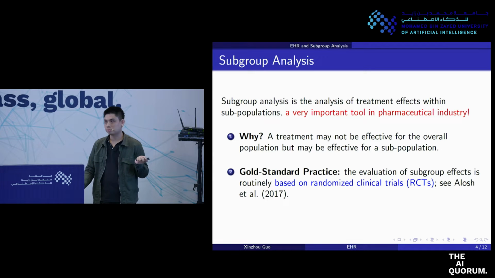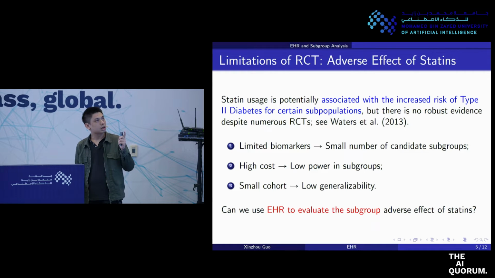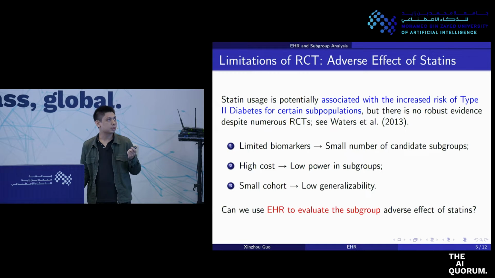However, this gold standard practice might come across some problems in practice. Here is one example, about the adverse effect of statins. Statins are very widely prescribed drugs for treating hypertension. And statin usage is potentially associated with an increased risk of type 2 diabetes for certain subpopulations. There are many, many papers, and researchers have conducted many randomized control trials. But to this day, there is still no robust evidence.